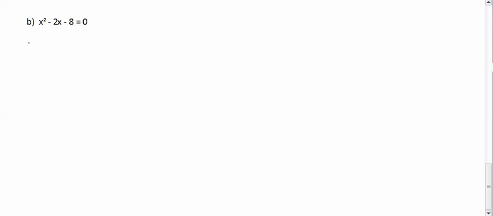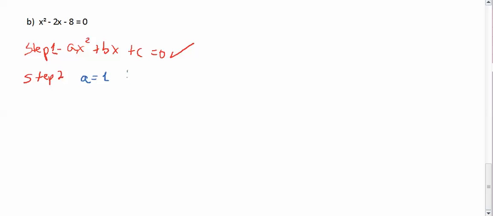Okay, so step 1, is it in standard form? Is it in ax squared plus bx plus c is equal to 0? And it is, so step 1 is finished for us. Step 2, we are going to identify our a, b, and c. So what is our a? Our a is 1. What's the b? The b is negative 2. And then what's our c? Our c is negative 8.